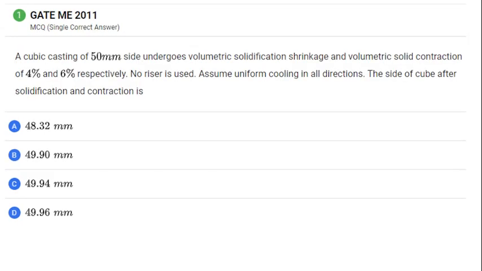Solve this question. Ma'am, A. Yeah, option A is correct. So this is easy, right?